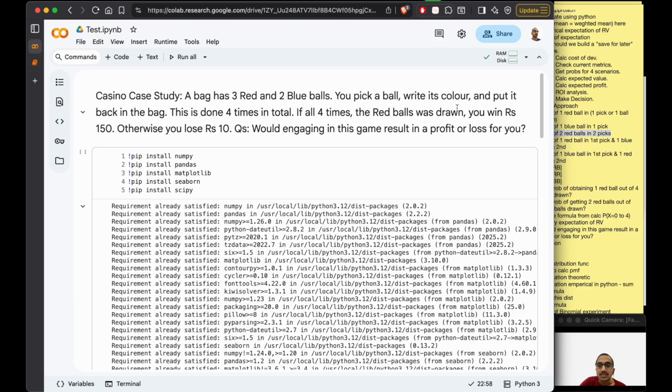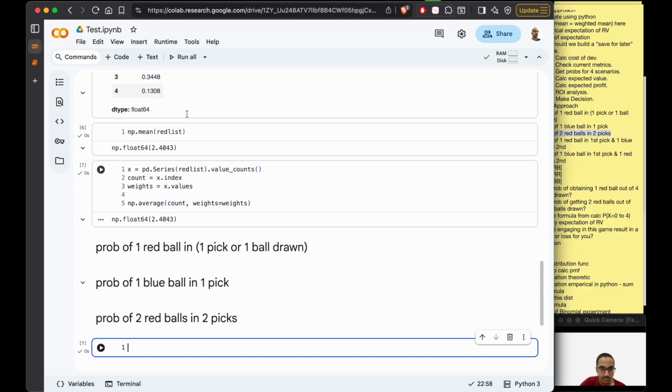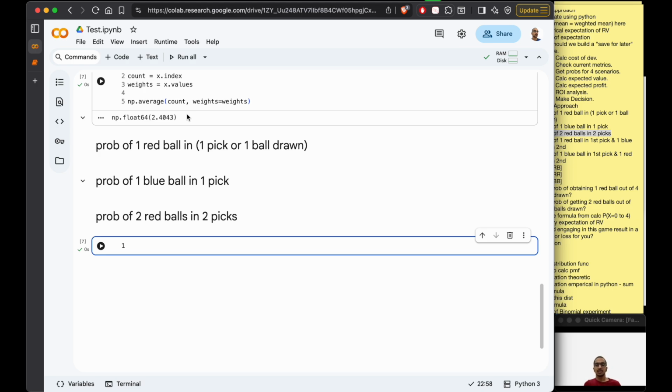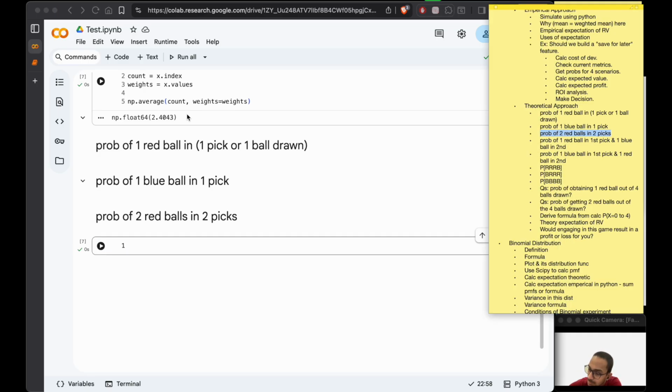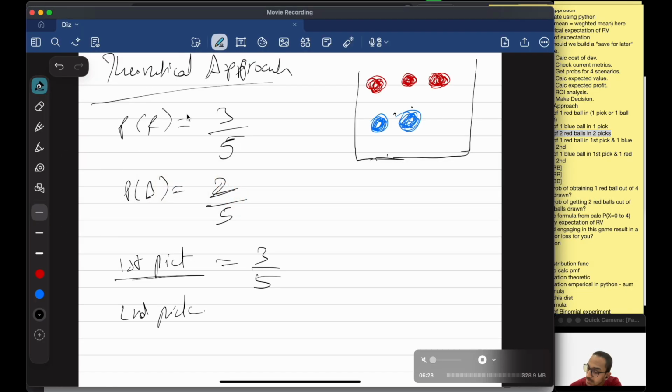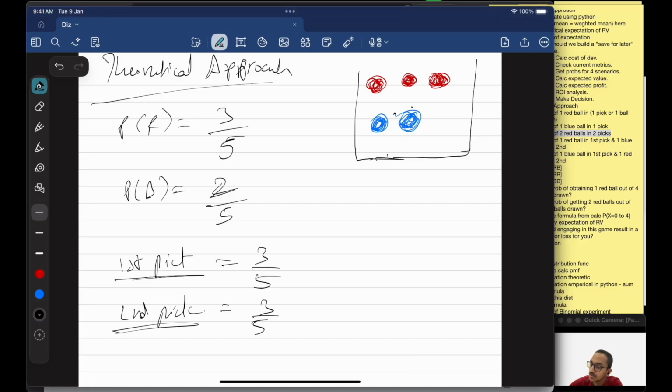You pick a ball, write its color, put it back in the bag. So this is with replacement, so the probabilities will remain the same in every draw. In this case, they are asking the probability of 2 red balls in 2 picks. First pick, what is the red ball probability? 3 out of 5. Second pick as well: the probability will remain the same because I put the ball back. So I still have 3 red balls in the second pick.